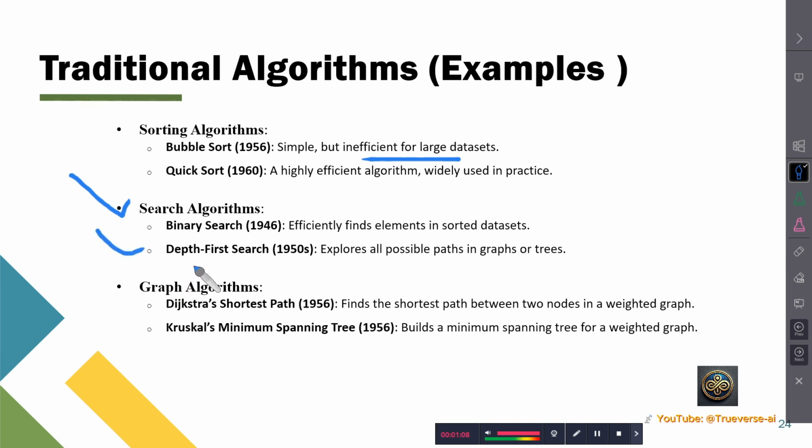DFS, we will talk about later, which started in 1950, tries to cover most paths of the graph. And graph algorithms like Dijkstra's shortest path and Kruskal's minimum spanning tree, 1956. This is built on the minimum spanning tree for a weighted graph. These are examples of traditional algorithms, mostly following the characteristics we already discussed.